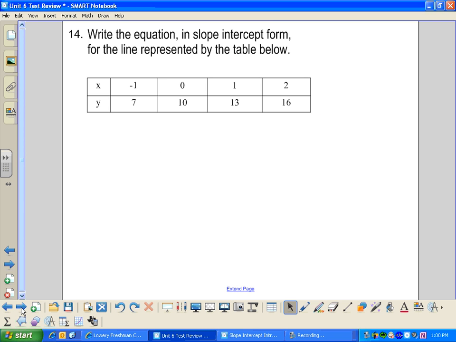Write the equation in slope-intercept form for the line represented by the table below. Okay, I'm writing an equation. I'm going to write it in y equals mx plus b form. So I've got to figure out my slope, and I've got to figure out my y-intercept, and if I can get those, I can write that equation. Okay, so to figure out my slope, let's see.